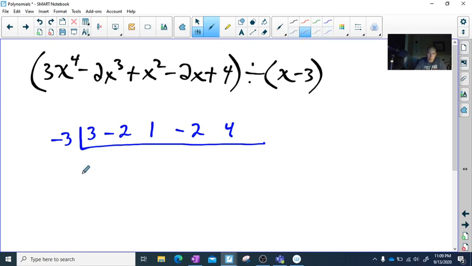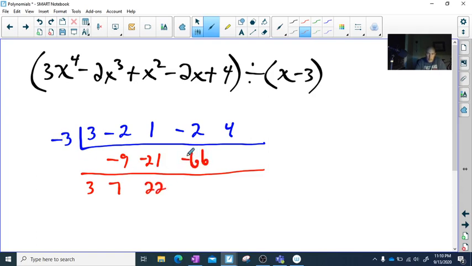All right, so here goes with synthetic. So in your notebook, you skip a line. So your quotient's going to go here. Your answer's going to end up down here. Your remainder's going to be over here. We've got to fill in some numbers in between here. The first one, remember, you bring that number straight down. 3. You multiply these and you put the answer there. Subtract. Positive 7. You multiply and you put the answer here. Subtract. 22. Multiply. Negative 66. Subtract. 64.